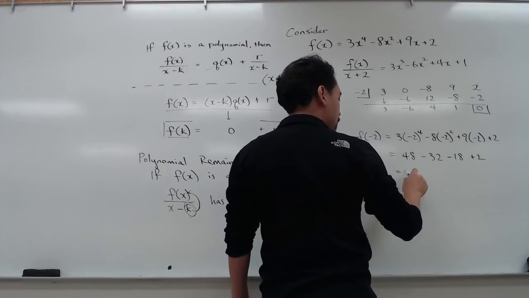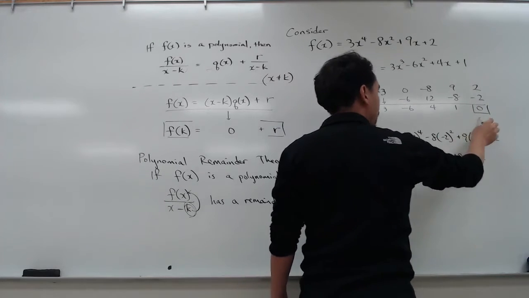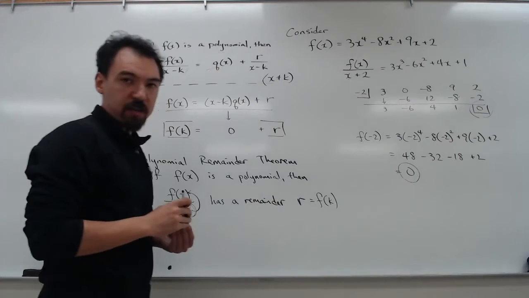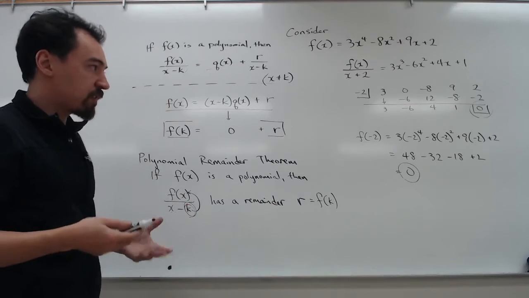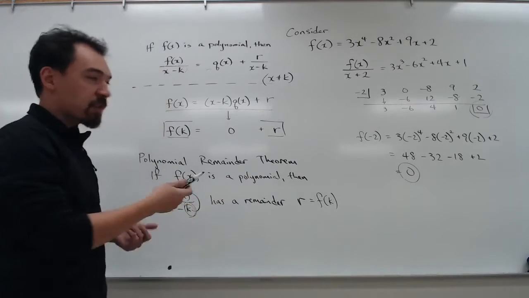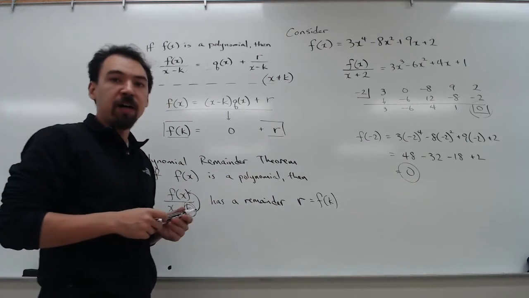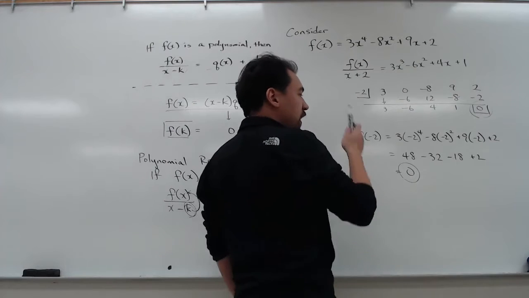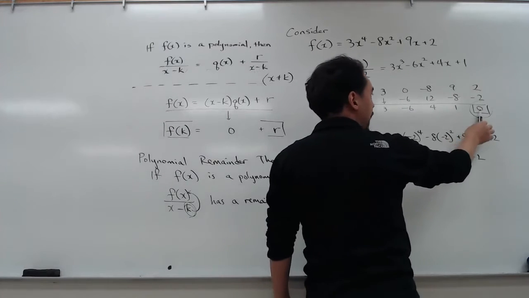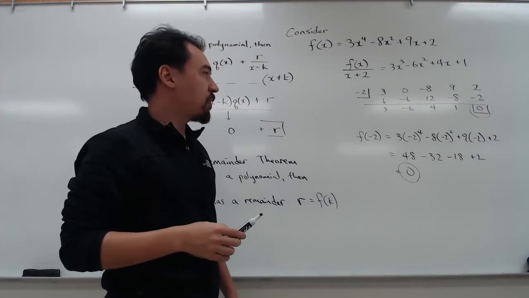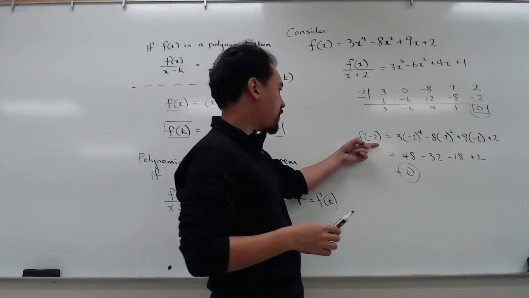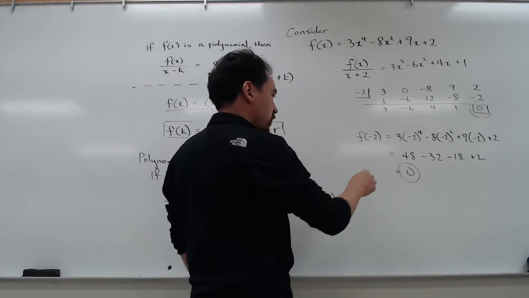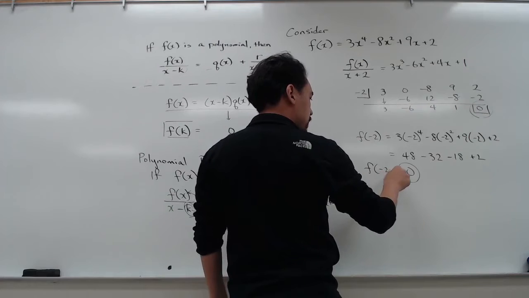Plus 2 is 0. So this number matches that number. Now, of course, at this stage, you should be looking at this and thinking, okay, fine, that's nice. We have some consistency. But how could this possibly be useful? And that's where this example comes into play. So in this specific instance, we managed to get a remainder of 0, which matches the fact that f of negative 2 is equal to 0.